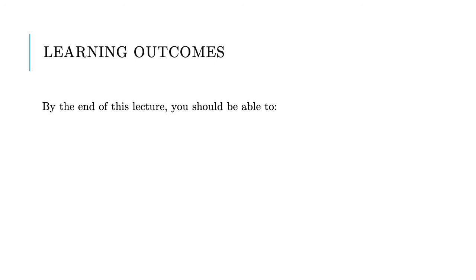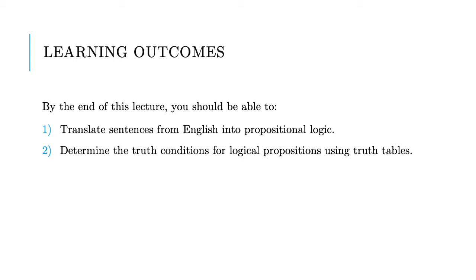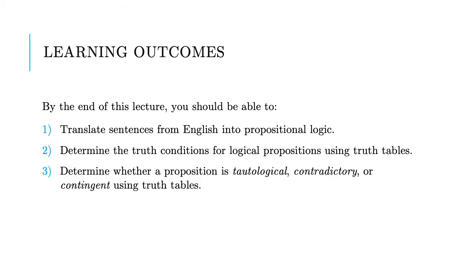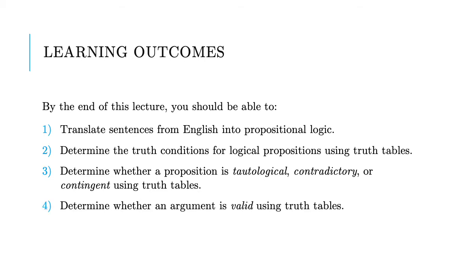By the end of this lecture, you should be able to: 1. Translate sentences from English into propositional logic. 2. Determine the truth conditions for logical propositions using truth tables, a method with which you will become acquainted, if you are not already. 3. Determine whether a proposition is tautological, contradictory, or contingent using these truth tables. And 4, finally, to determine whether an argument is valid using the truth table method again.